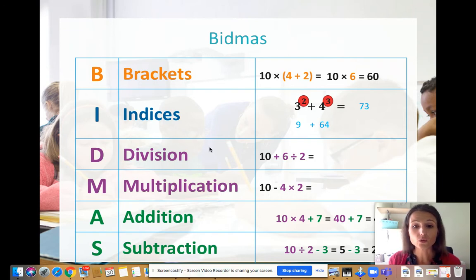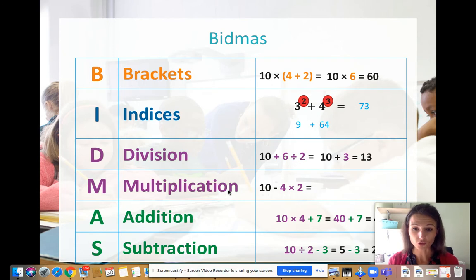Then comes the D for division. Let's have a look at this calculation: 10 add 6 divided by 2. What order should we do this in? Let's look at BIDMAS. Are there any brackets? No. Are there any indices? No. There is division, so let's do that first. 6 divided by 2 is 3. 10 add 3 is 13.